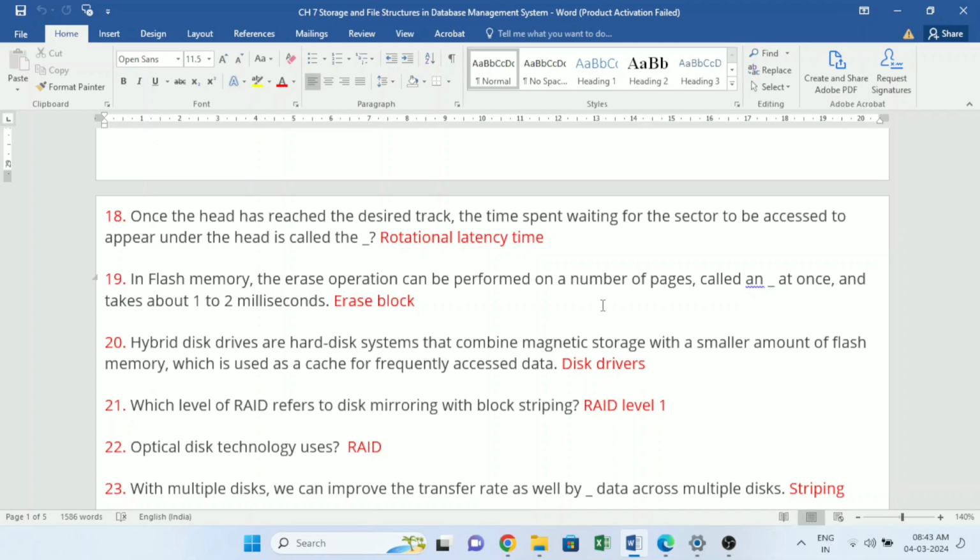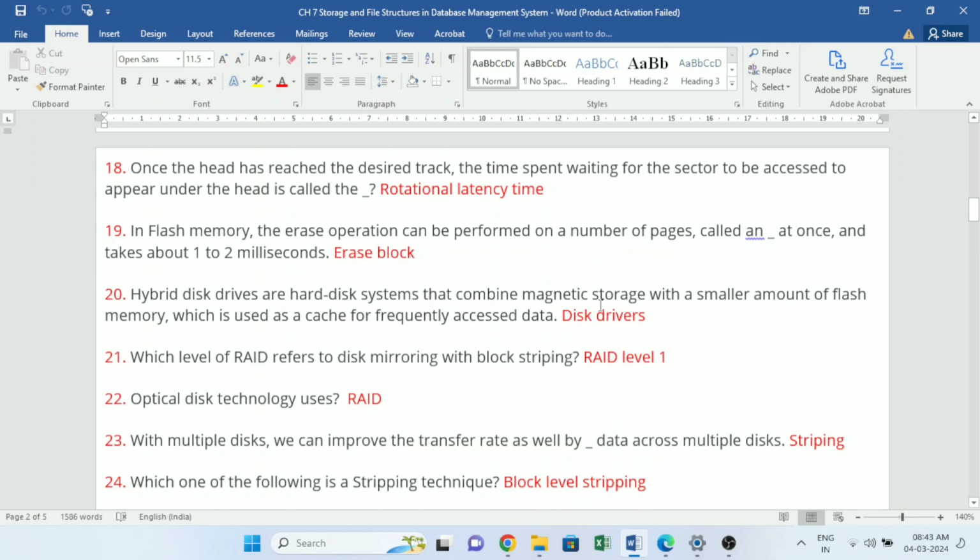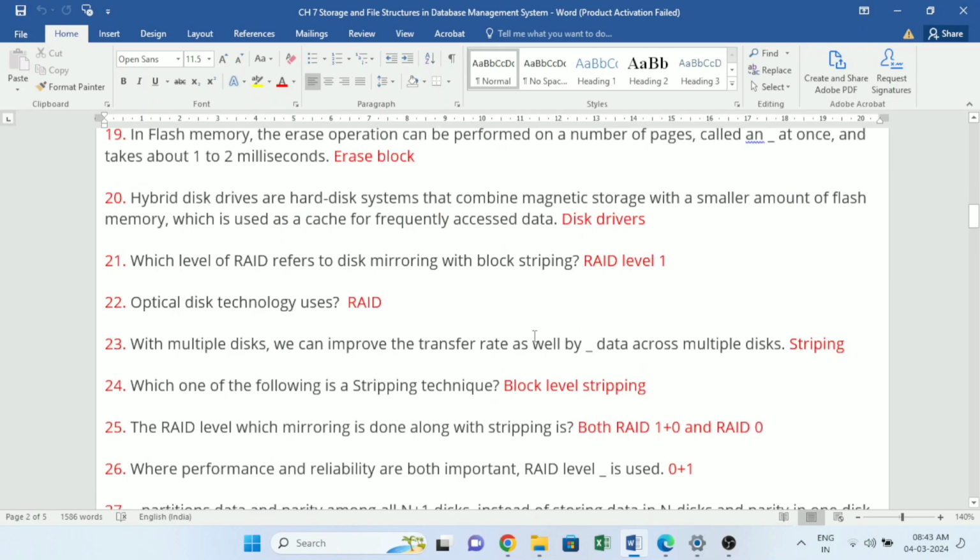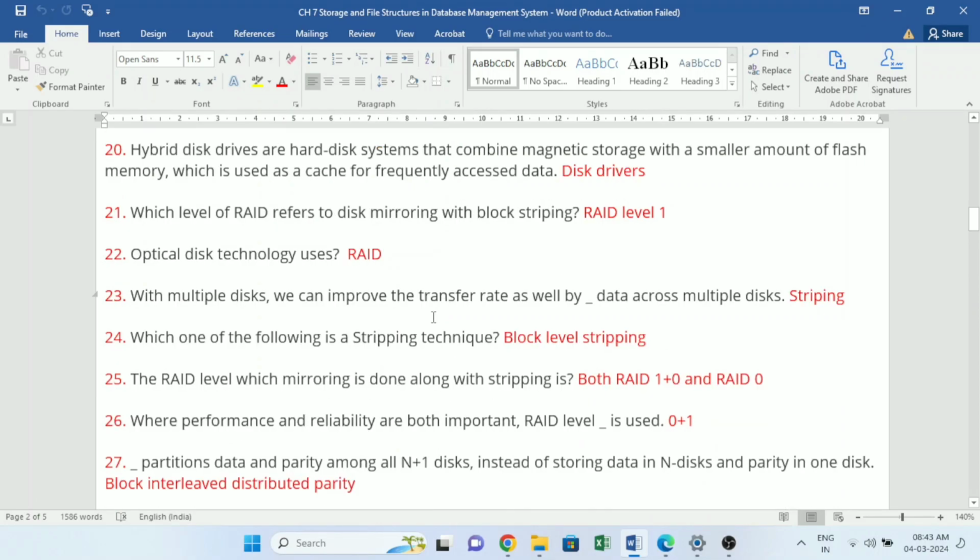19. In flash memory, the erase operation can be performed on a number of pages, called an underscore, at once, and takes about 1 to 2 milliseconds. Erase block. 20. Hybrid disk drives are hard disk systems that combine magnetic storage with a smaller amount of flash memory, which is used as a cache for frequently accessed data. Disk drivers. 21. Which level of RAID refers to disk mirroring with block striping?